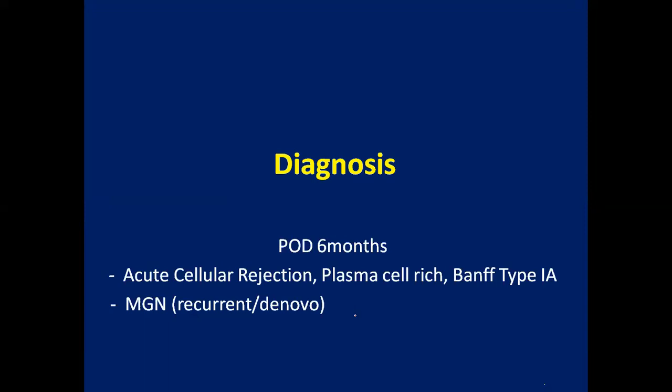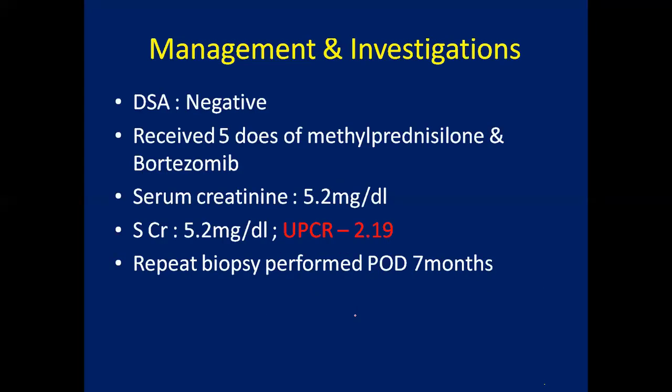Since there was no proteinuria, the membranous was not considered as such, and this patient was treated along the lines of acute cellular rejection. DSA was negative. The patient received 5 doses of methylprednisolone and bortezomib. Serum creatinine showed a further rise; there was no improvement. And as we know, plasma cell rich rejections are bad rejections, and they don't respond to steroids. They are steroid resistant forms of rejection.